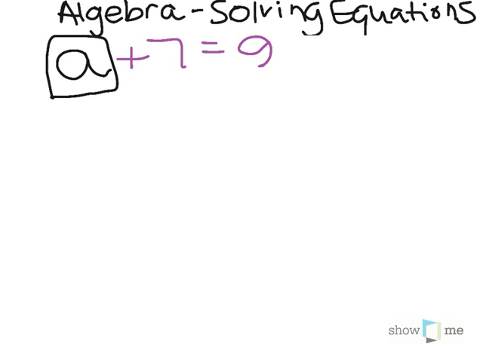Now, I know that you know the answer. I know that you can look at that and go, something plus 7 is 9. Well, it's going to be 2. The thing about algebra is that you have to follow the steps and follow the pattern on how to solve equations. Mental math is great and we use it a lot, but for the beginnings of algebra, you kind of have to do it step by step by step. And what I mean is, when you have an algebra equation like a plus 7 equals 9, you have to use the inverse operation. Inverse means opposite.